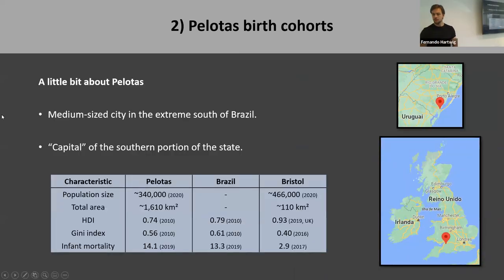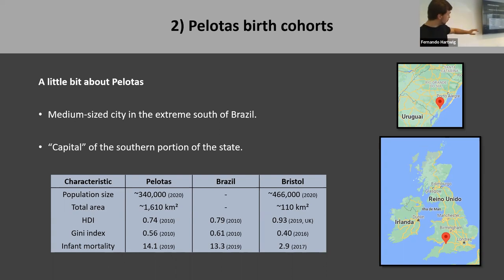So a little bit about Pelotas. Pelotas is a medium-sized city in the extreme south of Brazil, as we just saw on the map. And it is the quote-unquote capital of the southern portion of the state. To be more precise, Pelotas is the satellite city of the south intermediate region of my province. So it's not a formal capital, but it's kind of like the informal capital of that region. Here I'm just showing my province, in the upper figure, and the entire UK at the same scale in the lower figure, just to have some idea of dimension.